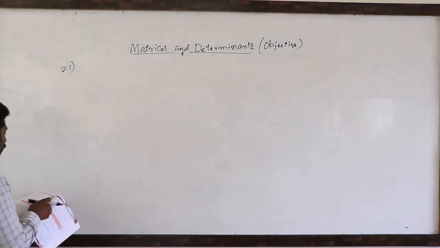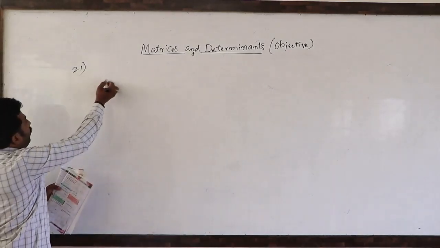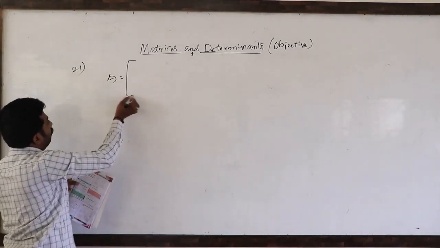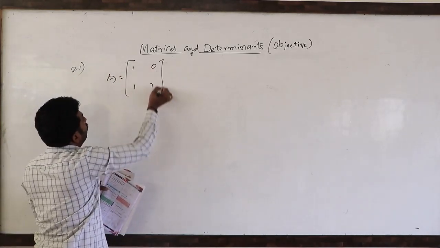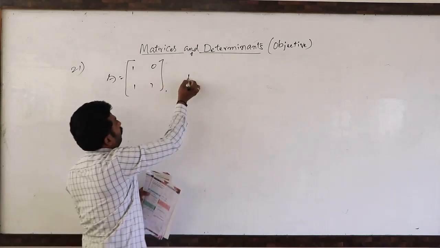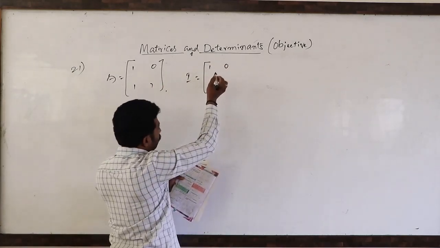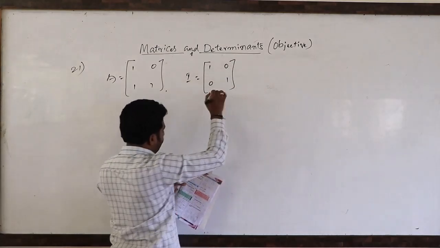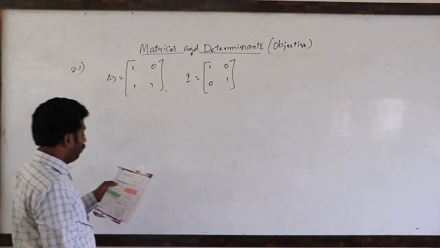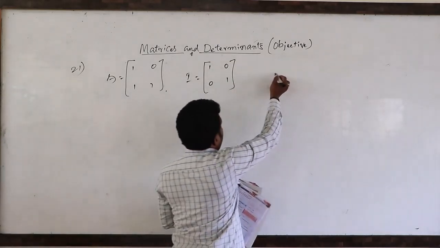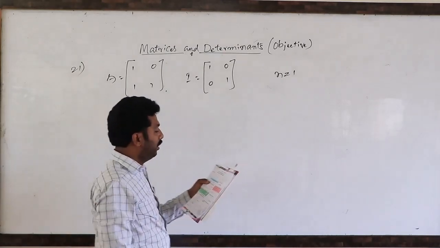If A equal to 1 0, 1 1, and I equal to 1 0, 0 1, the identity matrix, which one of the following holds for n greater than or equal to 1?